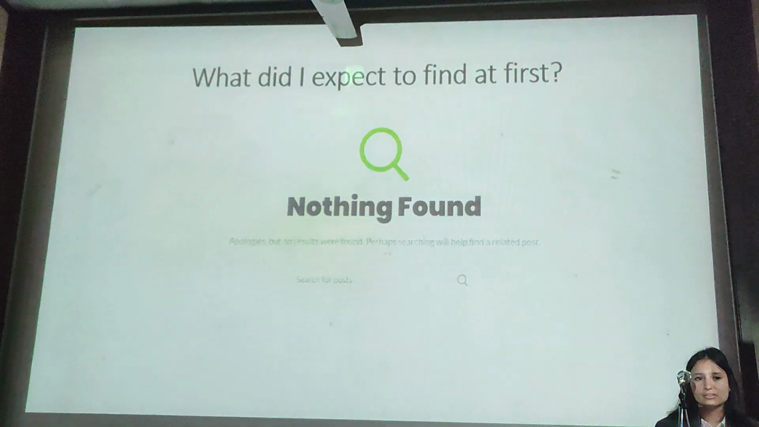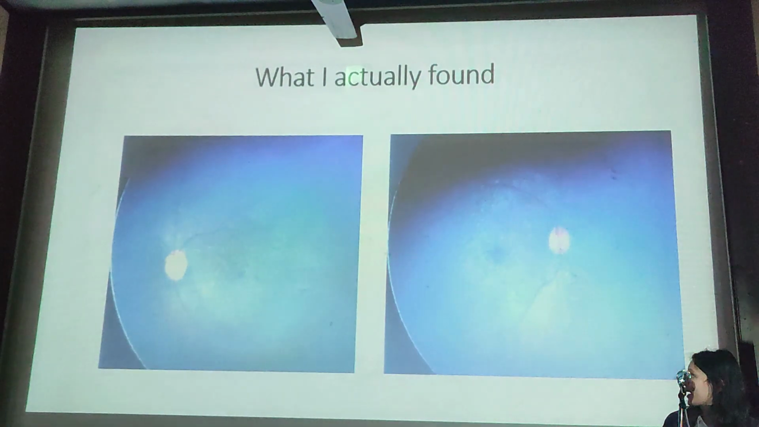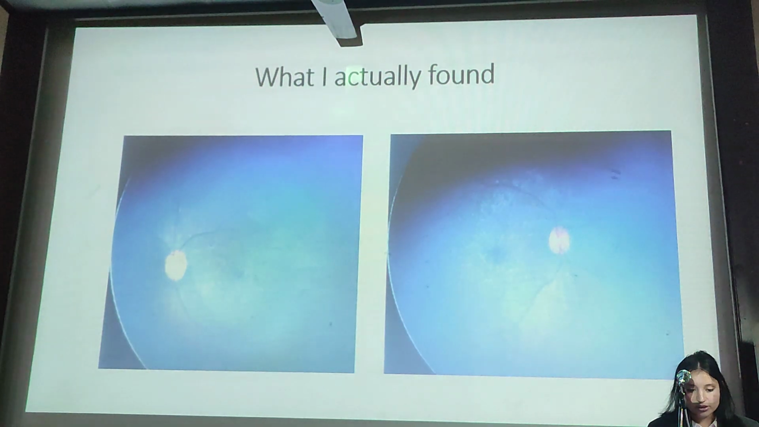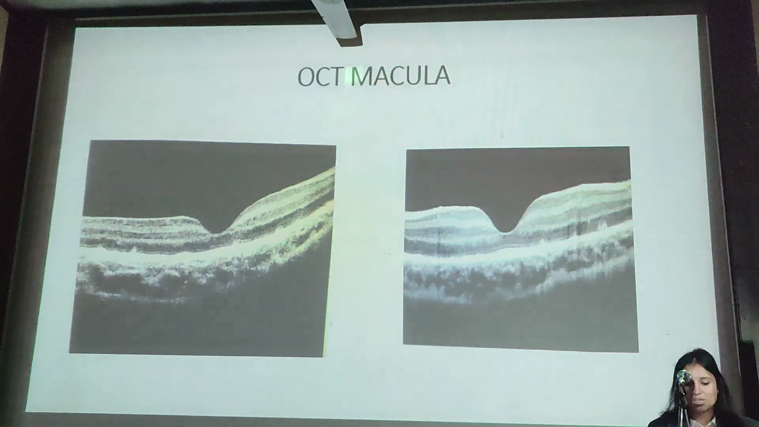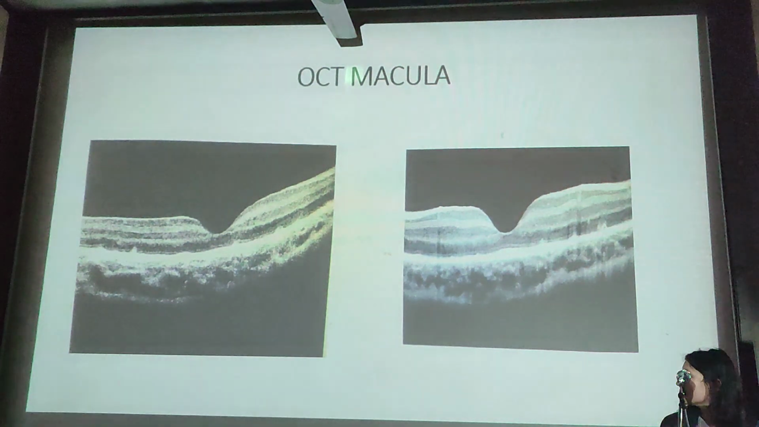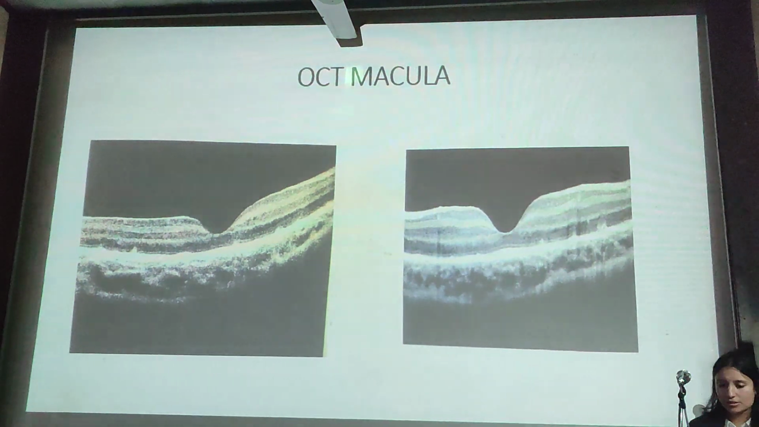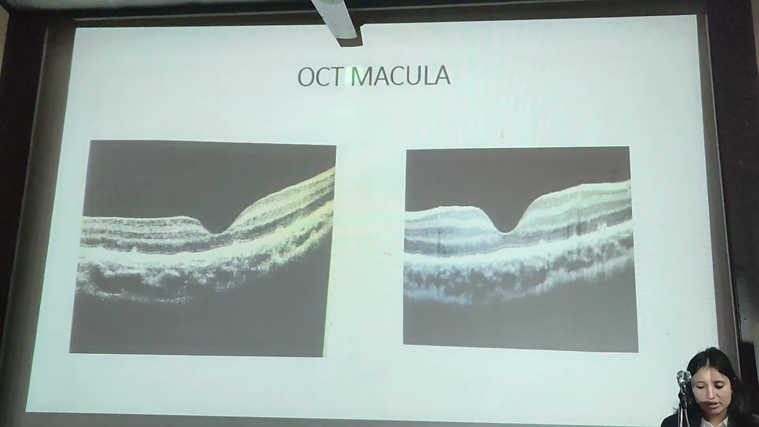I literally expected nothing because I didn't know what hyperoxaluria is. And what I actually found when I dilated the patient properly at the end of the clinic was that crystals were all over the retina, deposited mainly along the posterior pole and towards the periphery. They were less than the center. And also we requested an OCT macula for this patient, and we also found the crystal deposition in almost all the layers of the retina.